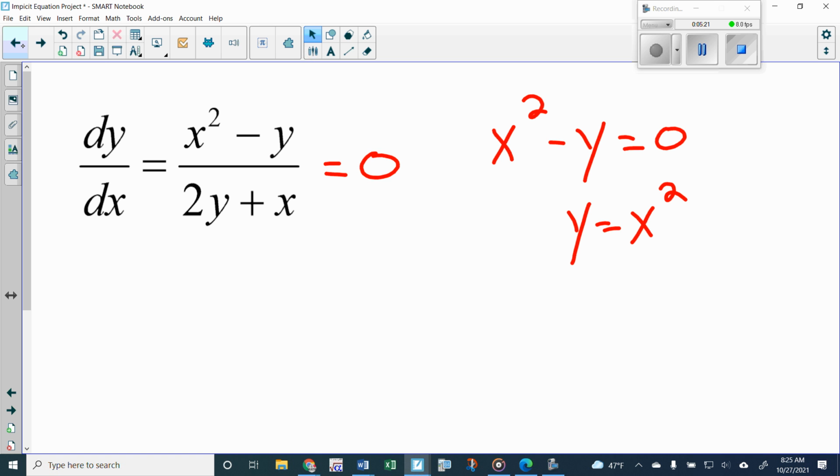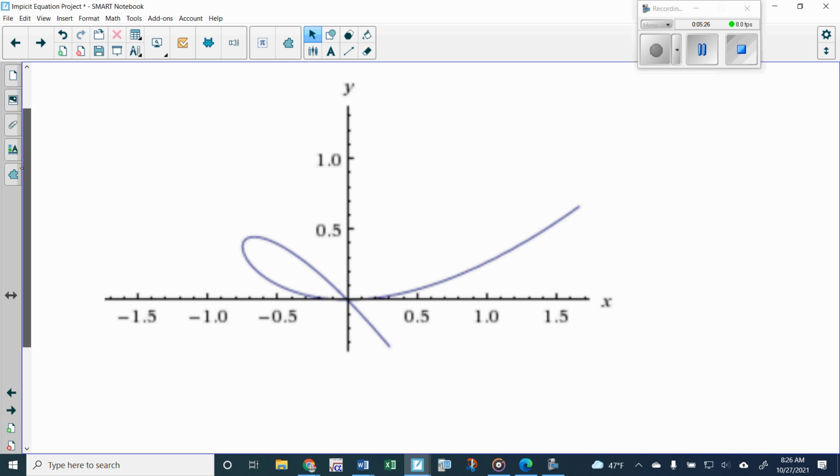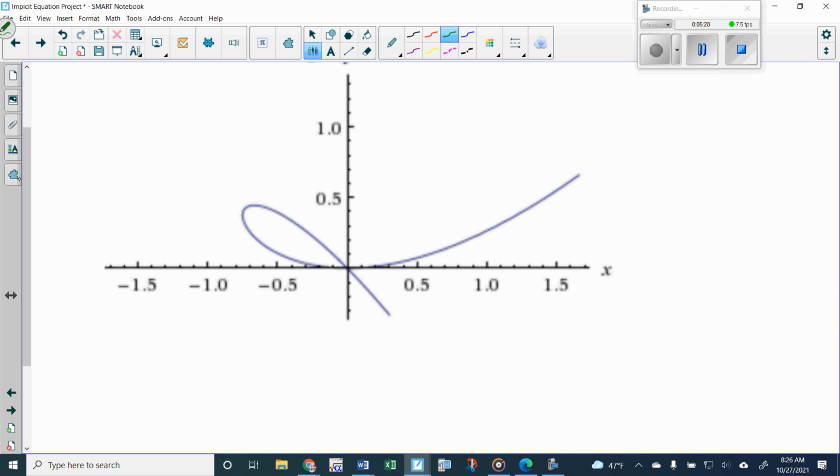Let's go look at the graph to see how accurate that is. So we have 0. So 0 is right here.